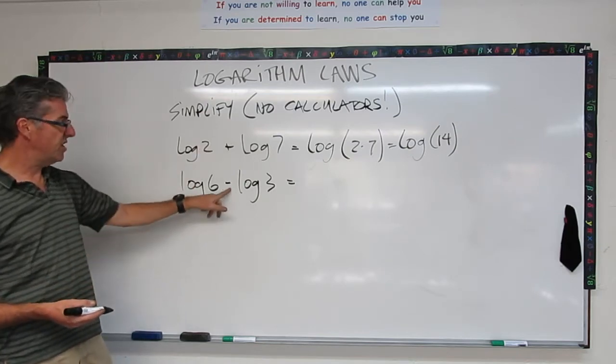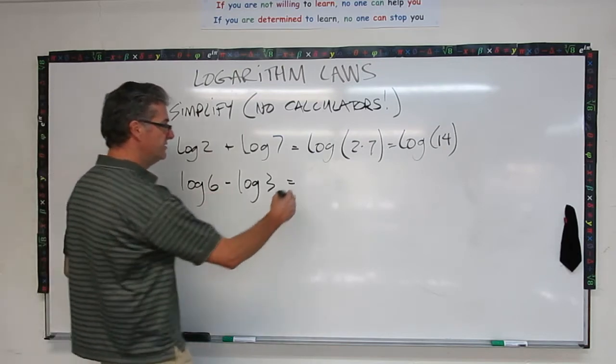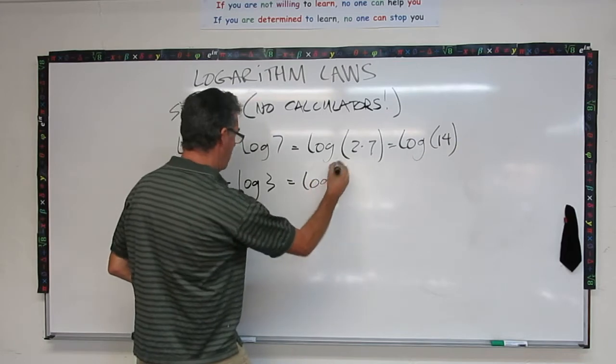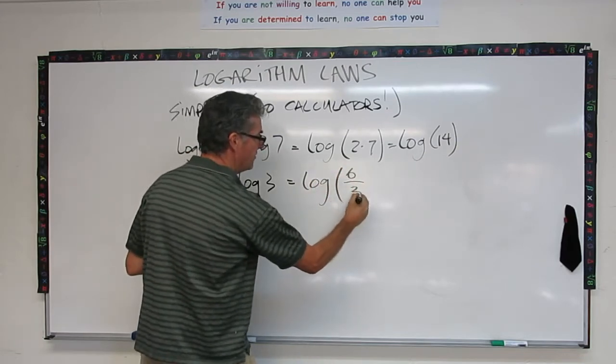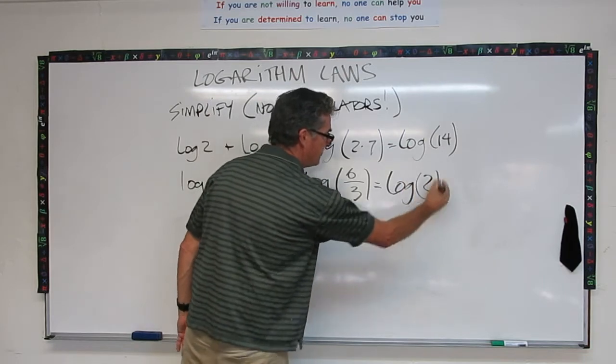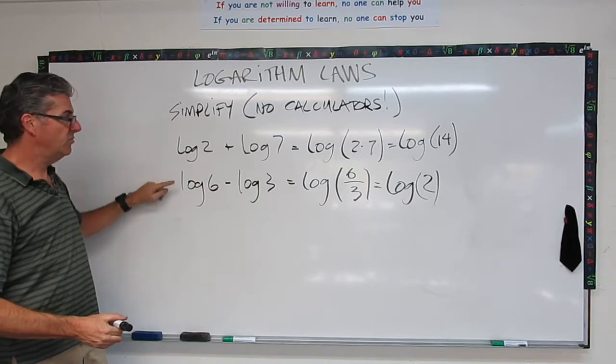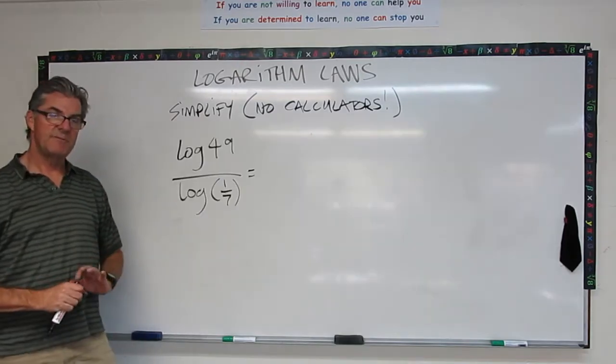Okay, let's do this subtraction. Now remember, subtraction is division in logs. So this is going to be the log of 6 over 3, which is just the log of 2. Okay? So products and quotients. Okay, let's do a more complicated one.